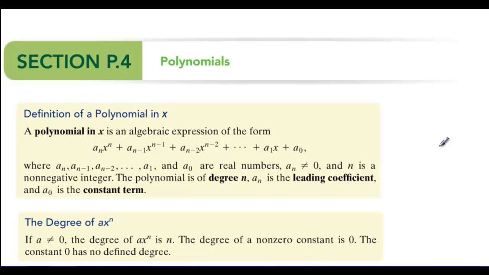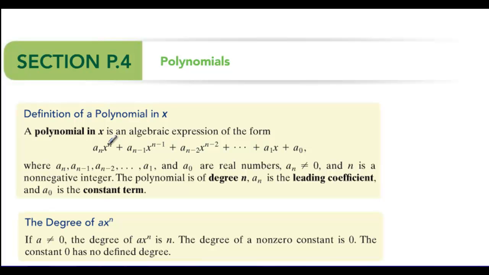All right, let's talk about polynomials for section P4. So polynomial in X, this is this really horrible looking thing. This is just giving the general form of an algebraic expression. A sub n is just a number, and x to the n is the exponent, and n has to be a non-negative number.